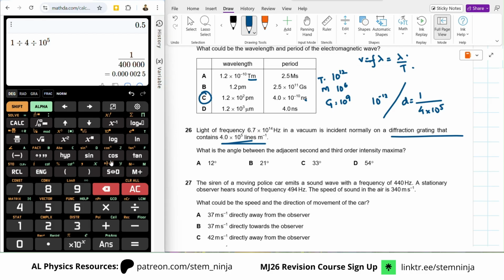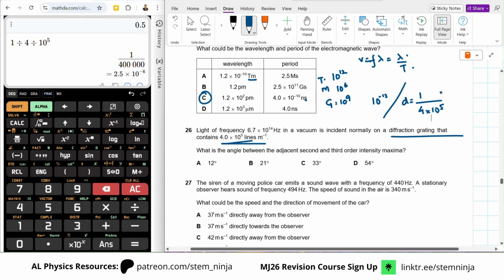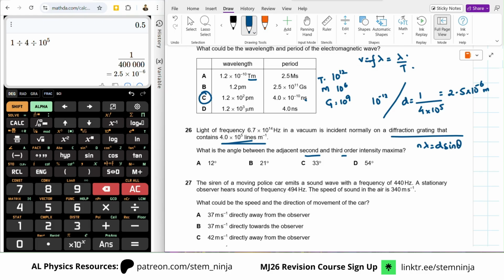Let's convert it into standard form. So standard form would be this: 2.5 times 10 raised to power minus 6 meters. So we need the thetas between the second and the third. So n lambda is equal to d sine theta. So for order 2, lambda is, for light, that would be v over frequency.